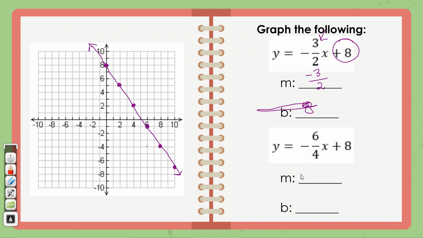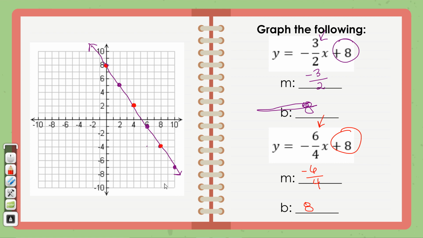All right, so now let's do this one. So our slope is negative 6 over 4, and our y-intercept is positive 8. So we're going to start at 8, same place we started last time. And this time we're going to go down 6: 1, 2, 3, 4, 5, 6. And we're going to go right 4: 1, 2, 3, 4. There's already a point there too. Down 6 and right 4. There's already a point there.